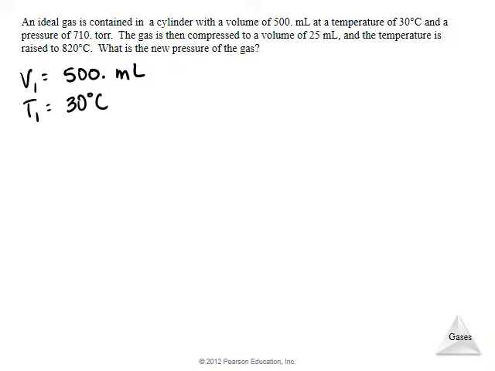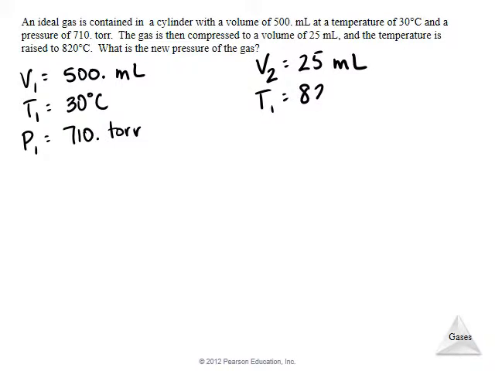And a pressure of 710 torr. Again, there's a decimal point after that 710, so I know it's got 3 significant figures. That's the first set of conditions that I have. All right, then it says the gas is then compressed to a volume of 25 milliliters. And now I just have 2 significant figures. And the temperature is raised to 820 degrees Celsius. Still just 2 significant figures. Then it says, what's the new pressure of the gas?